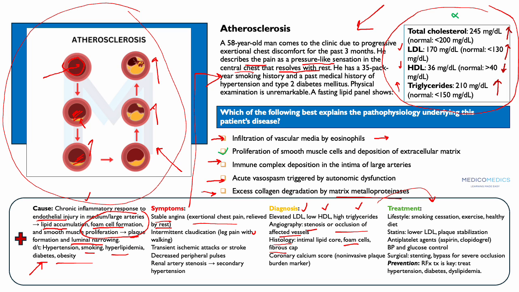What about treatment? Well, lifestyle changes is priority, so smoking cessation, for example, exercise, healthy diet, anything to keep your cholesterol levels more stable. We can, of course, implement the use of statins to lower LDL. Furthermore, if it's more severe, we can turn to surgery, so we can do stenting and bypass for severe occlusions. But it's mostly done in prevention. So treat the hypertension, treat the diabetes, treat the dyslipidemia.